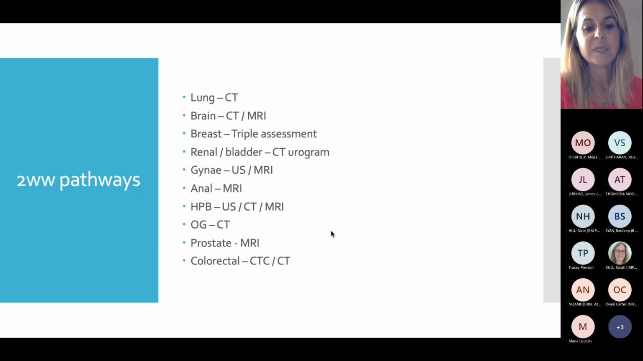HPB tumours is ultrasound as the first line often, not for pancreas. Pancreas was obviously first line as a CT, and then CT and MRI used in different scenarios, and I'm happy to ask questions about when you may use those if required. OG, so esophagogastric tumours, are endoscopy and then CT for staging. Prostate, as you know, is the rapid MRI pathway, and colorectal is a normal CT, depending on what we've done already, or a CT colonography.